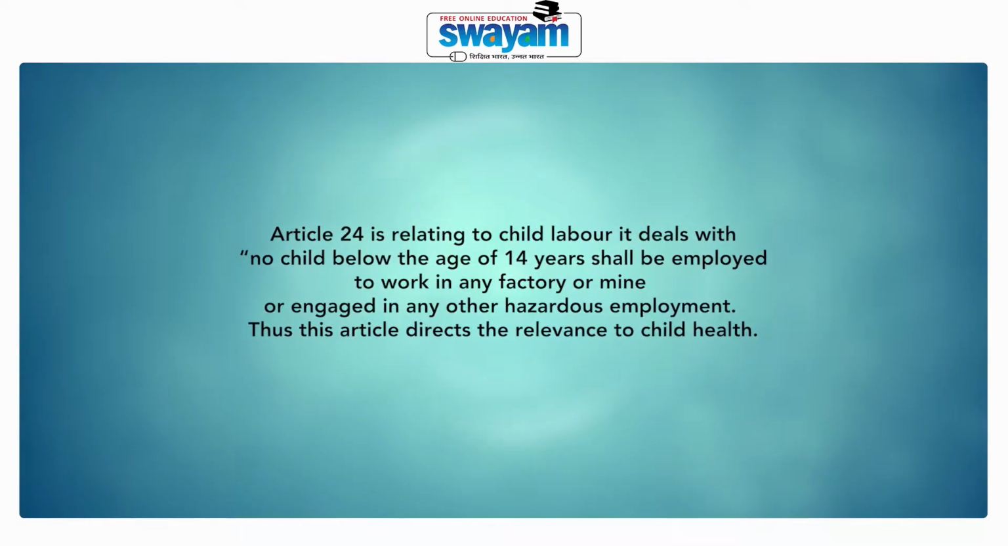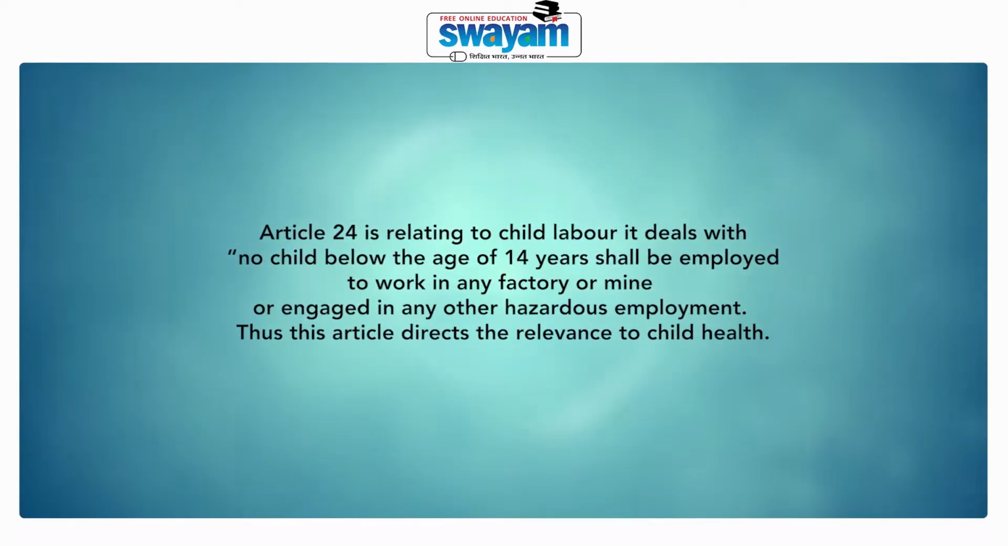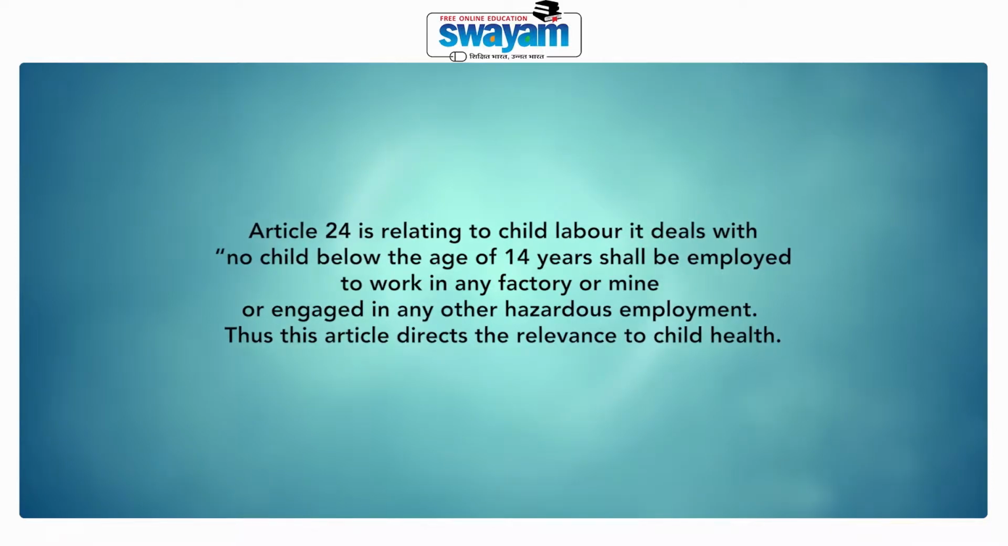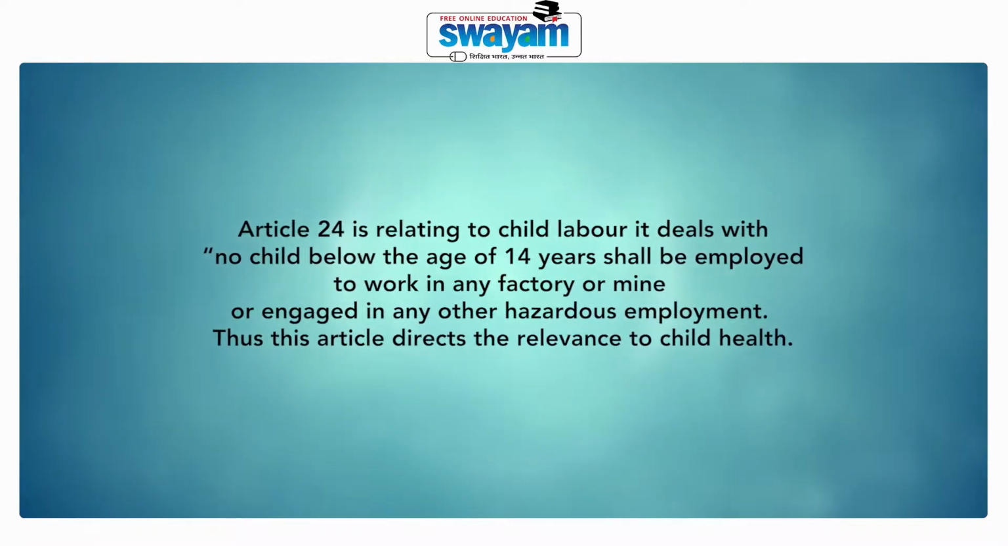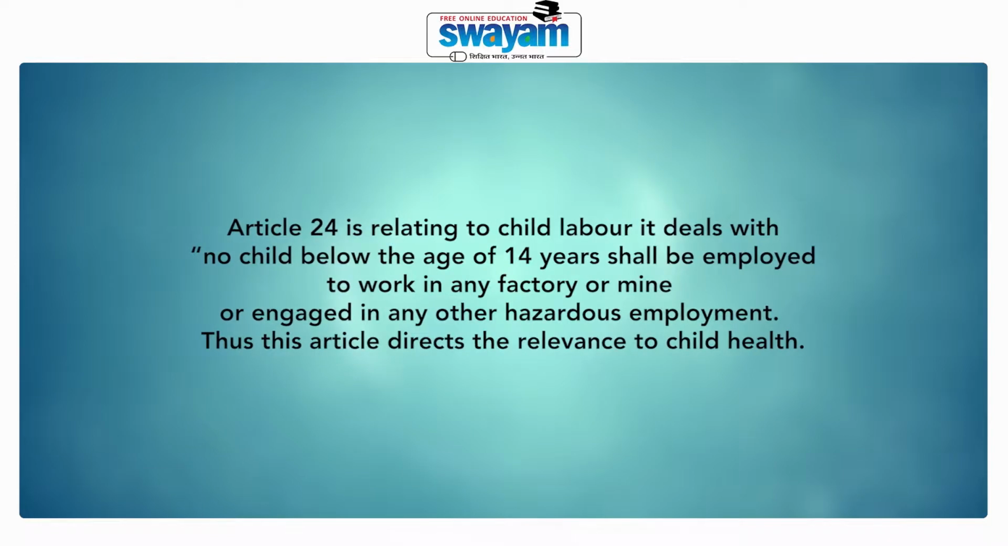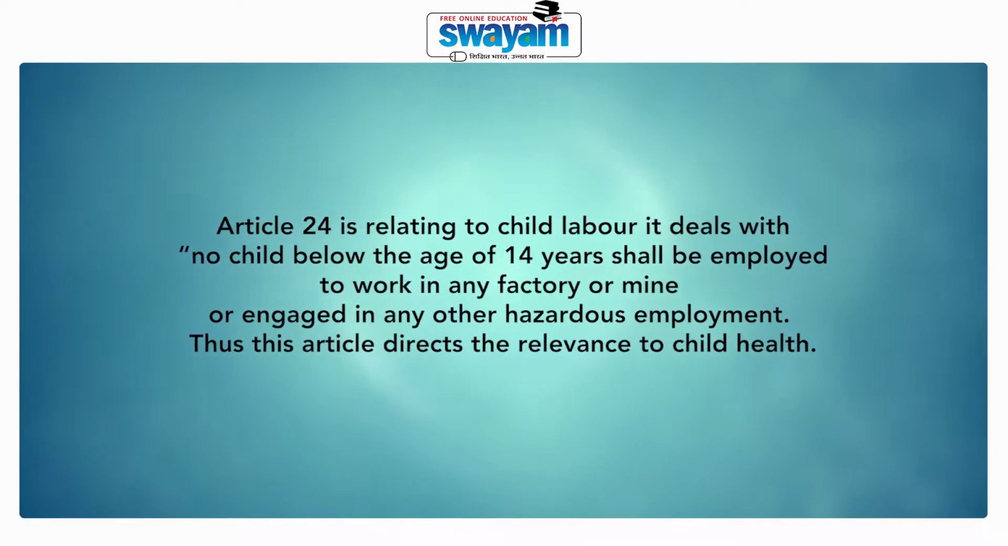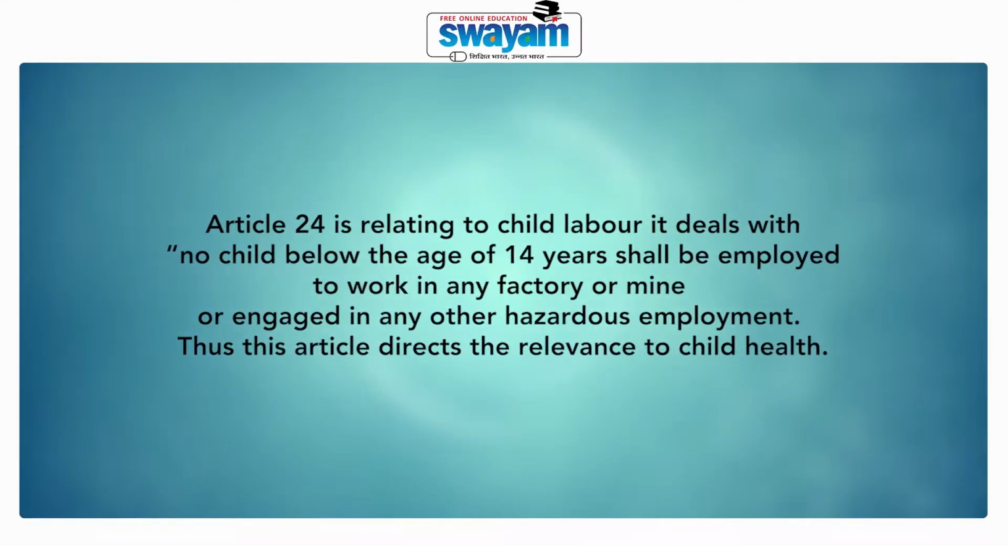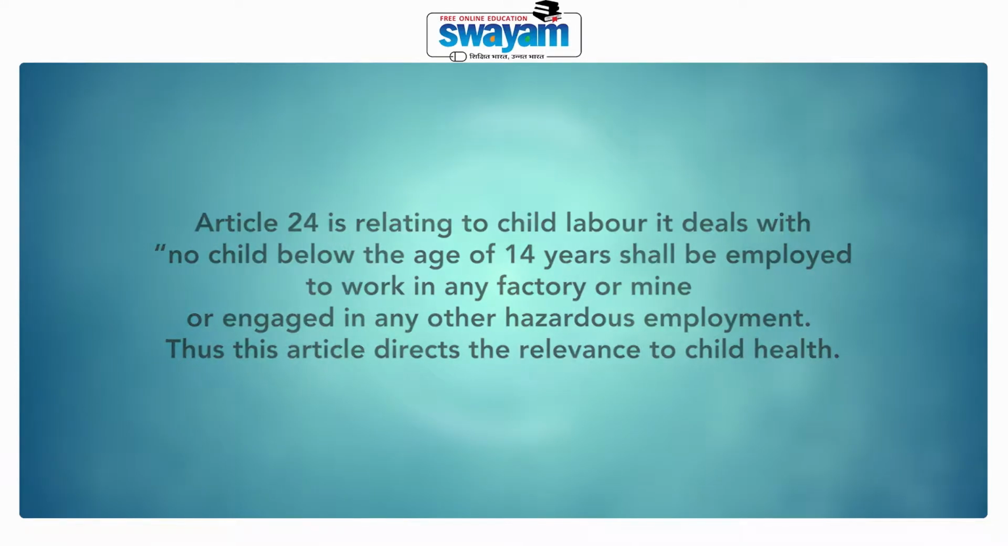Article 23, clause 1, prohibits traffic in human beings. It is well known that traffic in women leads to prostitution, which is a major factor in the spread of AIDS. Article 24 relates to child labor. It provides that no child below the age of 14 years shall be employed to work in any factory or mine or engaged in any hazardous employment. Thus, this article directs attention to the relevance of child health.